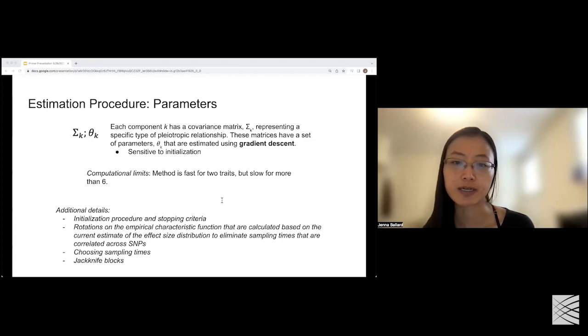Additional procedures that I will not go into detail with, but just wanted to mention, are that we iteratively fit the model and rotate the empirical characteristic function based on the current estimate of the effect size distribution, so that we can eliminate sampling times that are correlated. Other details are how we chose the sampling times and partitioned SNPs into jackknife blocks for calculating the empirical characteristic function. And finally, regarding the computational limits of this method, we have found that it is fast for 2 traits, but it becomes much slower for 6 or more.